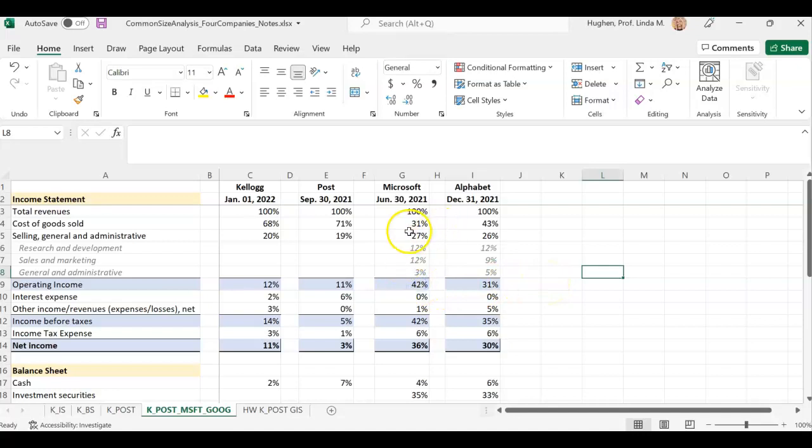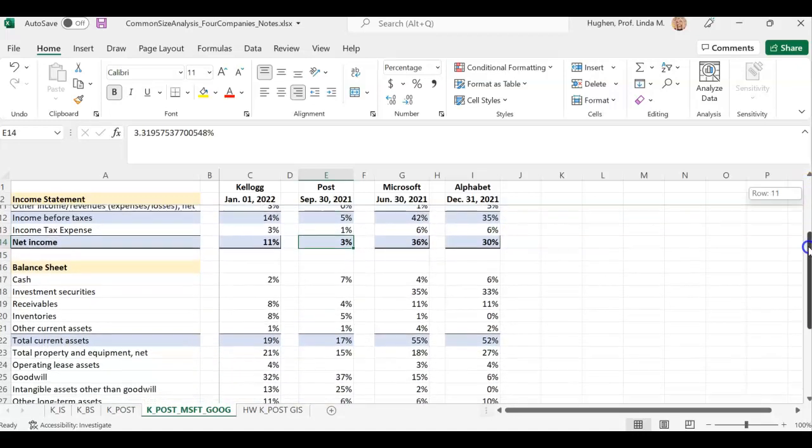We can see how Microsoft's low cost of goods sold as a percentage of sales affects its operating income, how it's significantly higher than the other companies, but particularly significantly higher than Kellogg's and Post's. We can also see how this flows down through net income. We see that for every dollar of sales revenue for Microsoft, 36 cents results as net income. Compare that to Post, where for every dollar of sales, only 3 cents remains as net income.